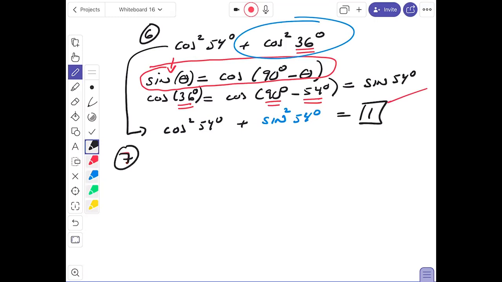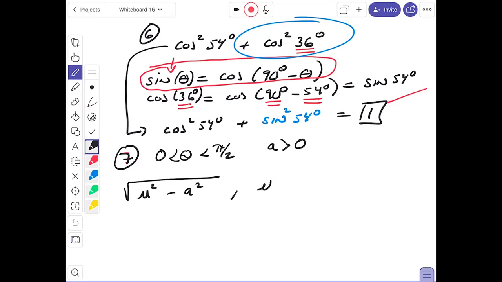And this is another trigonometric substitution problem. What do they tell me? They tell me the theta is between 0 and pi over 2. I'm thankful for that because that makes all the trigonometric functions positive on that interval. And they tell me the a is also a positive number. That's kind of a gift for me because these could be difficult if they're not restricted, but these are restricted. So you get the square root of u squared minus a squared. Then they go on to say u is equal to a secant of theta.